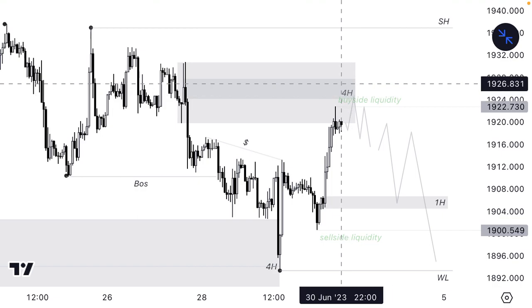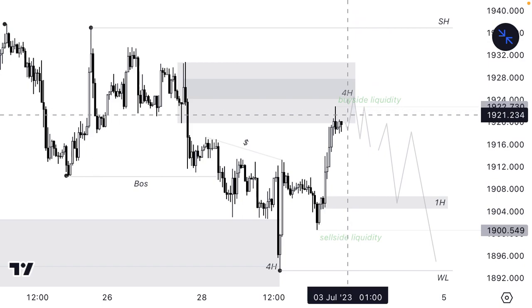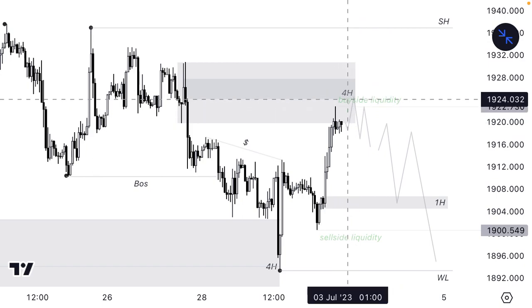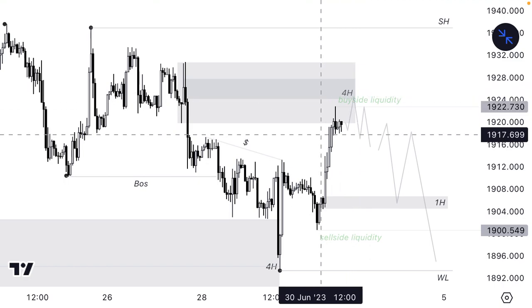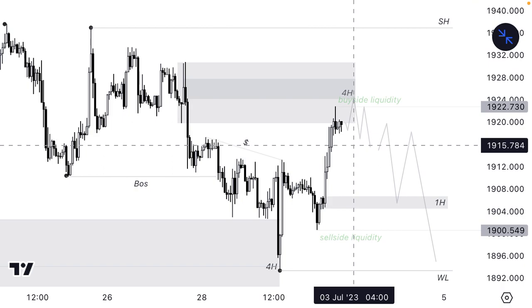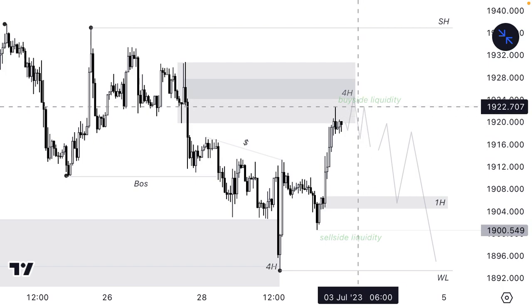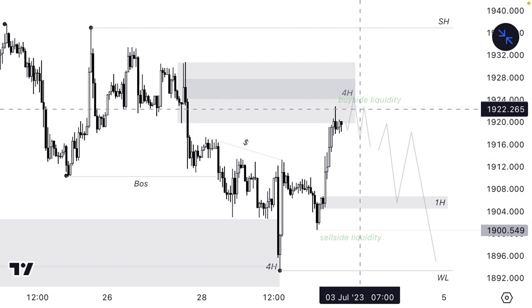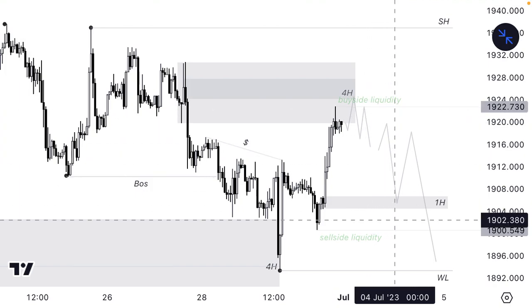So I want to see price mitigate that area by sweeping this buy side liquidity and not close above this high. Just sweep, reject, providing the displacement to the downside, and then a retracement, and then a mitigation to the other block or a FVG, and then a continuation to the downside.